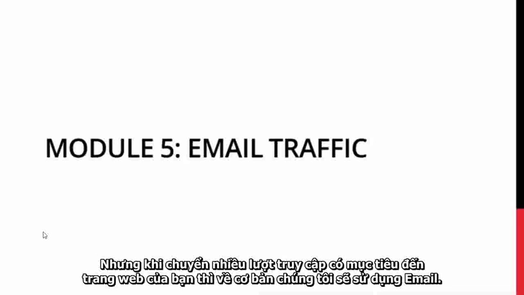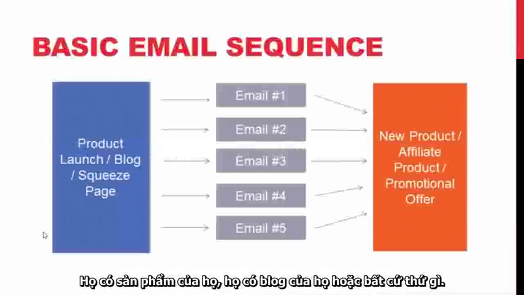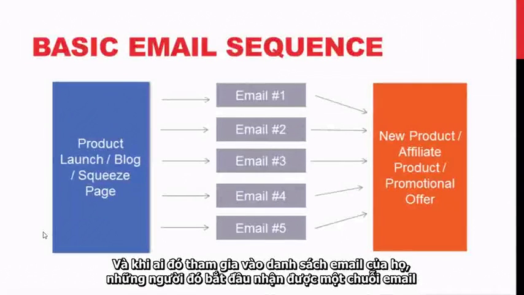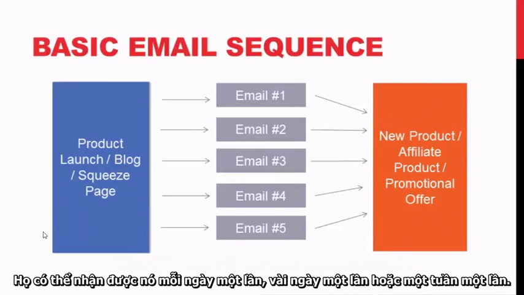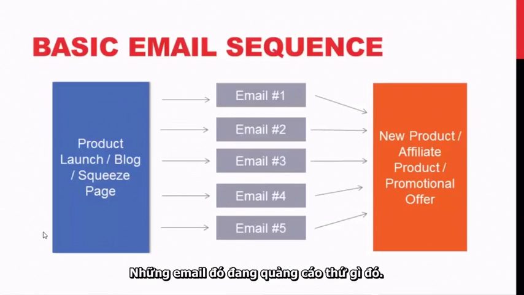So basically, we're going to be using email, obviously, and we're going to be taking advantage of other people's email lists. Now, here's the basic sequence for someone's list. They have a product or they have a blog or whatever it is, and they're building their email list, right? And when someone joins their email list, those people start getting an email sequence. They might receive an email once a day, once every other day, once a week, whatever it is that they're opting into, that person has some kind of email sequence that they are putting that person through.